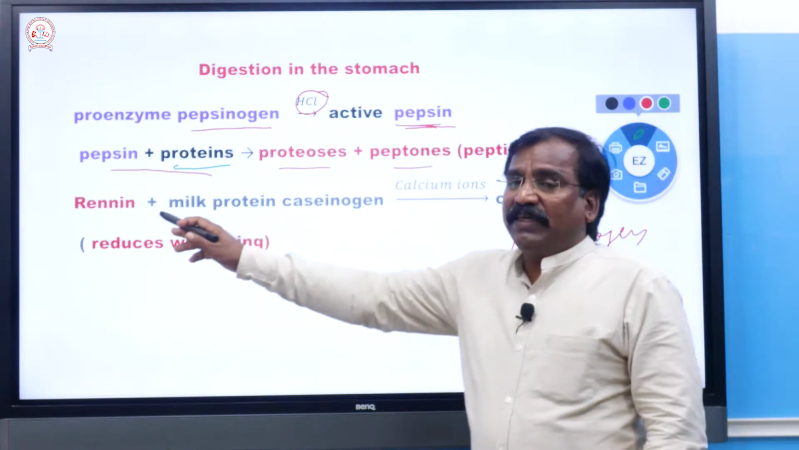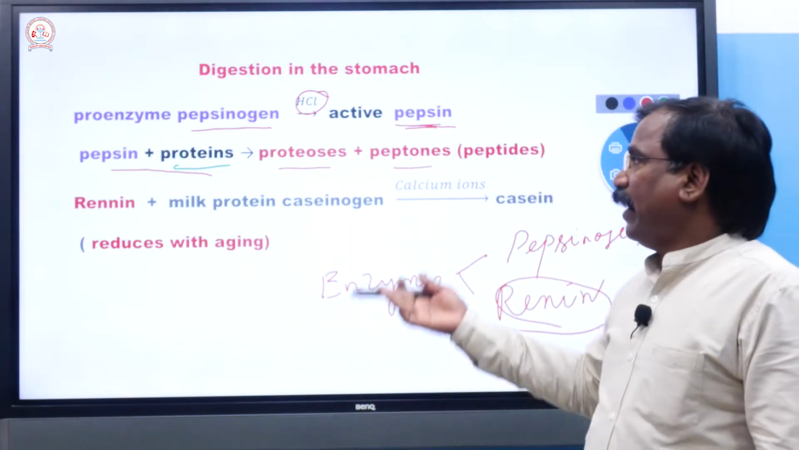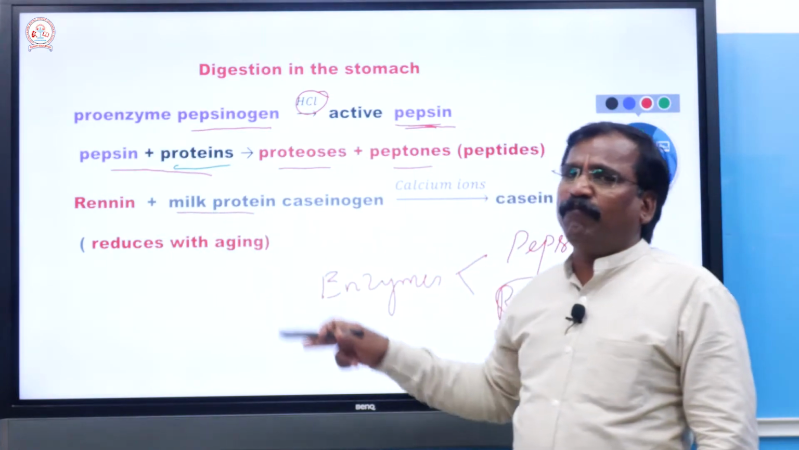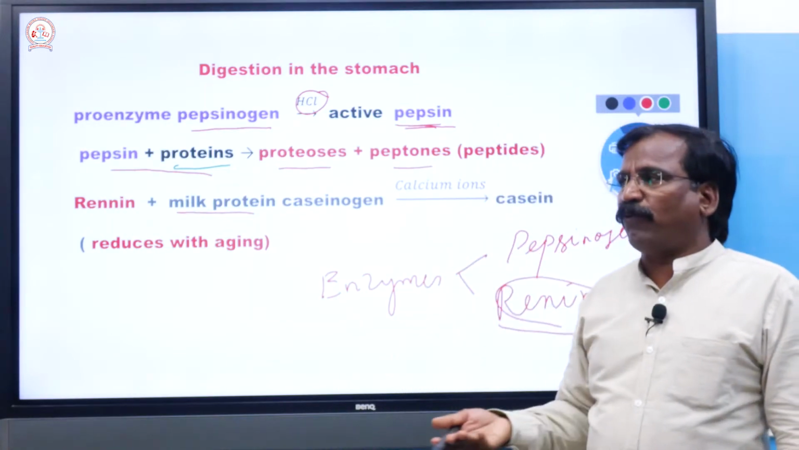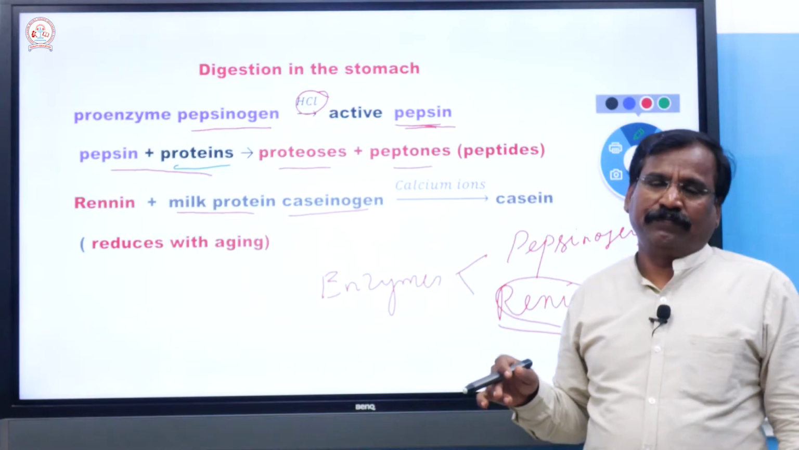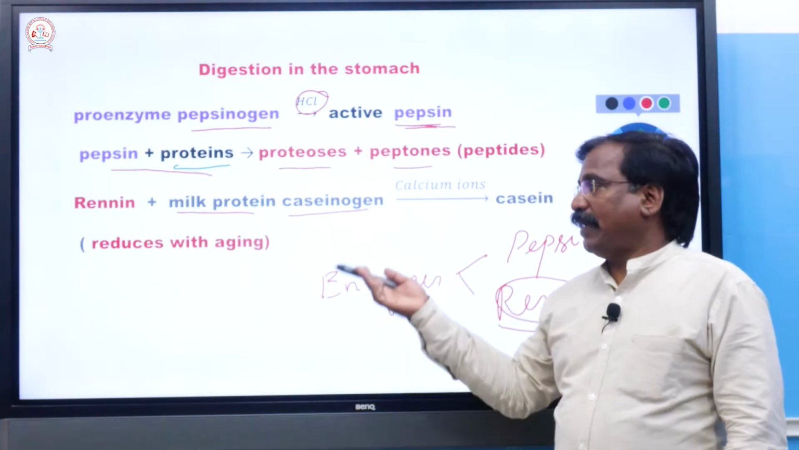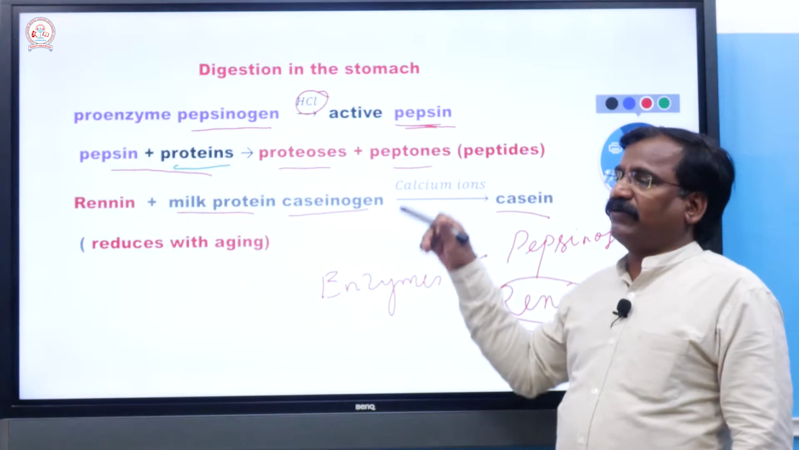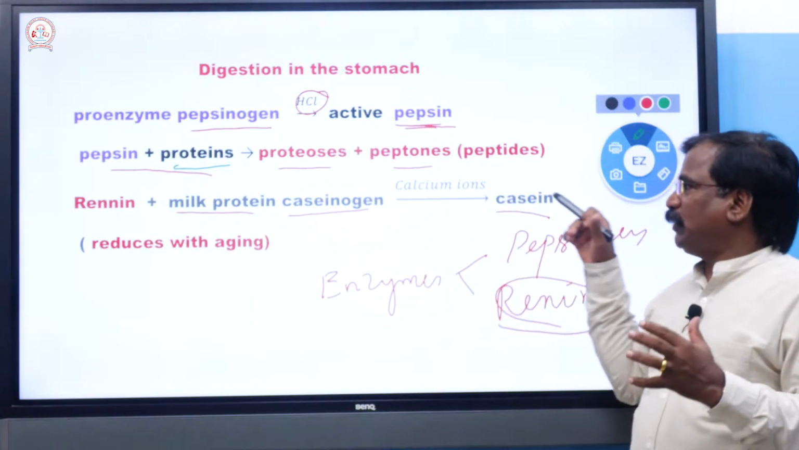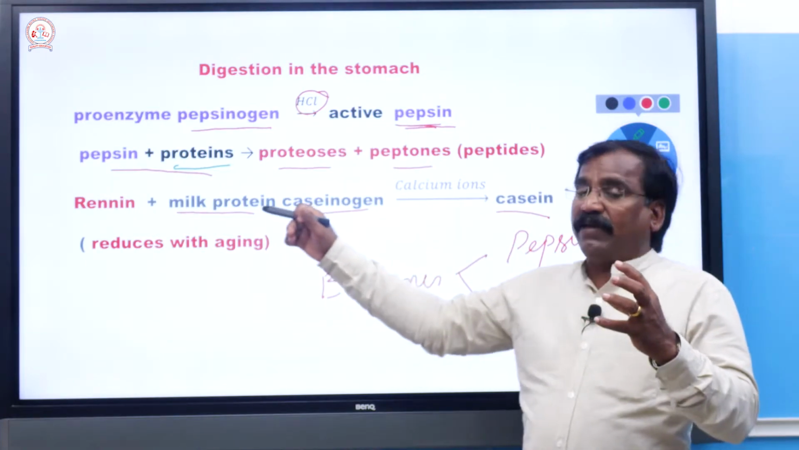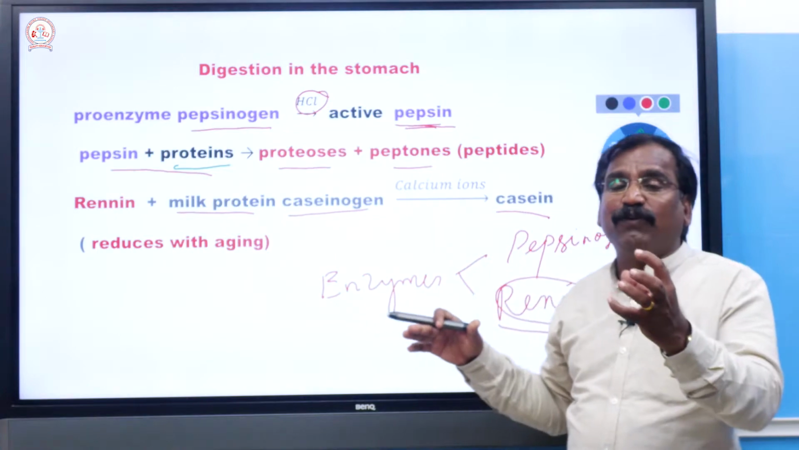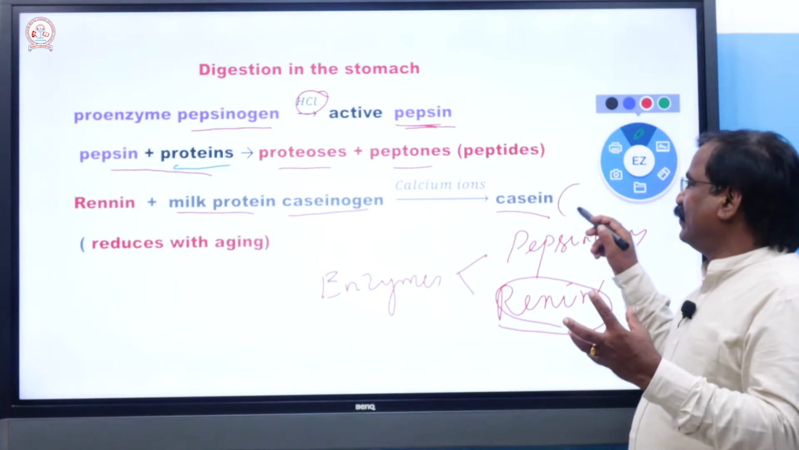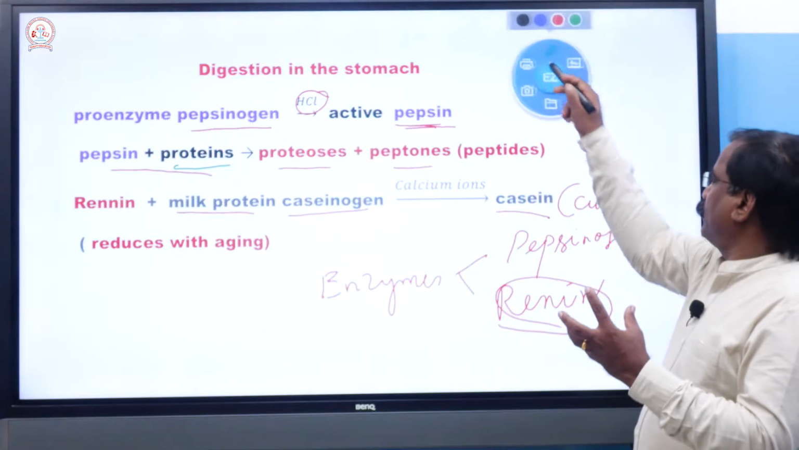Renin is also a protein digesting enzyme. Like pepsin, it digests protein, but very particularly, it digests the milk protein, namely caseinogen. It converts the soluble milk protein caseinogen into casein in the presence of calcium ions, which is very, very important. Casein is a calcium casein compound, that is, curd. So the milk is converted into curd.